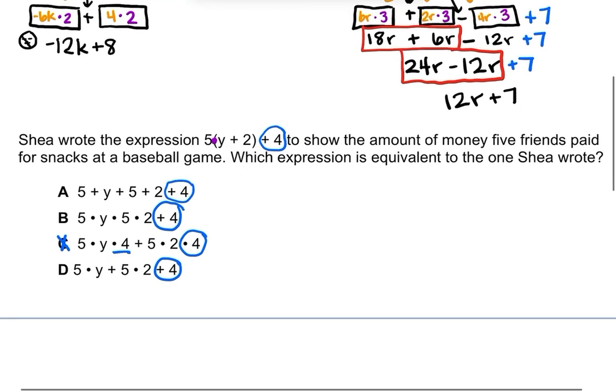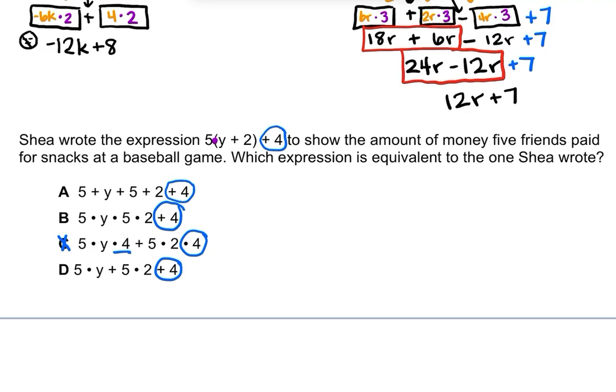So if we look at A, we have adding, adding, adding. There's only adding. So we need both symbols. So that's not going to be right. And the same goes for B. We are supposed to have a plus sign in the middle, and this has a multiplication sign. So by process of elimination, D is my answer.